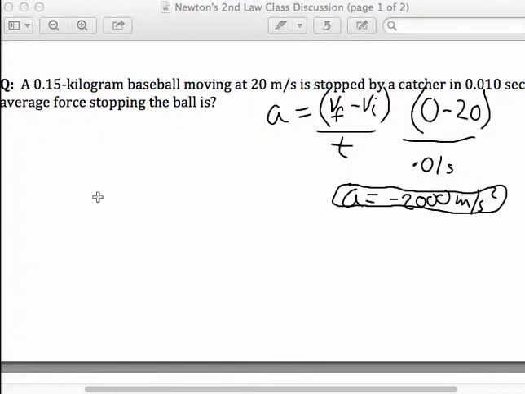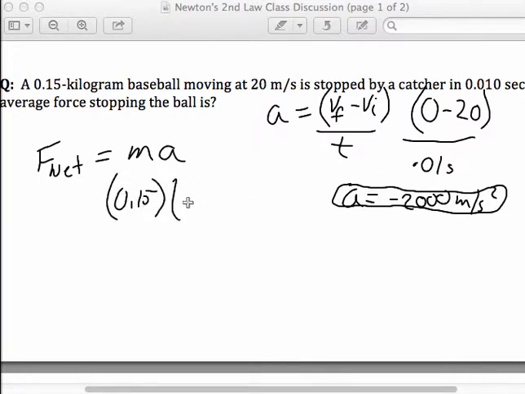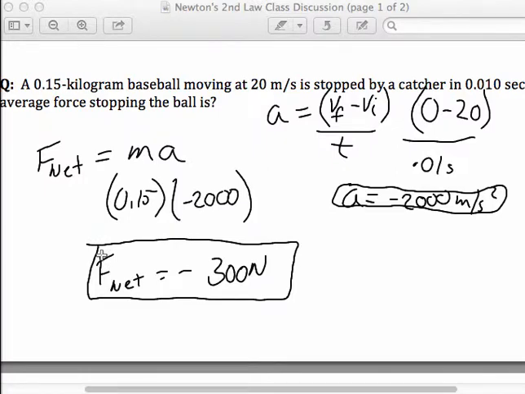But that's not what the problem was looking for. They want to know what is the force experienced by stopping the ball. So I'm going to bust out Newton's second law. F net equals mass times acceleration. I know the mass of the ball. They tell us in the problem it is 0.15 kilograms. We just calculated the acceleration, which is negative 2,000 meters per second squared. If you take 0.15 times 2,000, you get an F net of negative 300 newtons. The negative is just telling you a direction. It's not some sort of mysterious force. It's just a direction, which turns out to be irrelevant in this problem. That's how you'd calculate it. Cool with that?